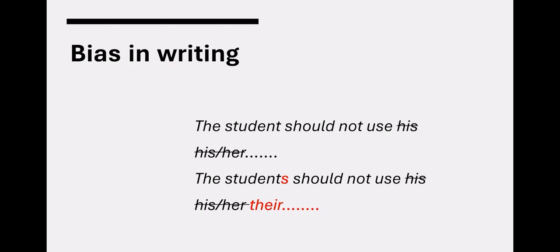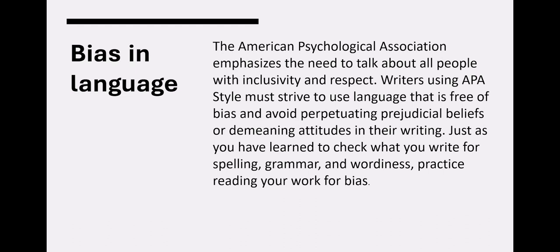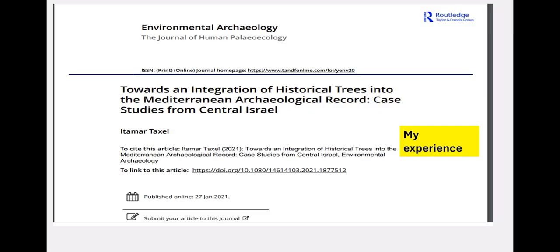But I want to talk about a few other examples. The American Psychological Association emphasizes the need to talk about all people with inclusivity and respect. You have to use language that is free of bias and avoid perpetuating prejudicial beliefs. So I think we know what bias in language is. I want to give you a couple of examples again from my experience as an editor.